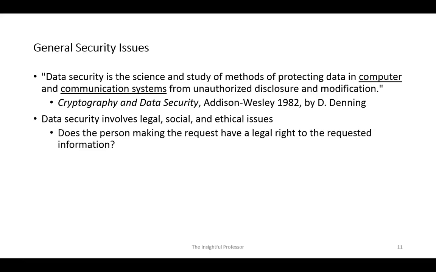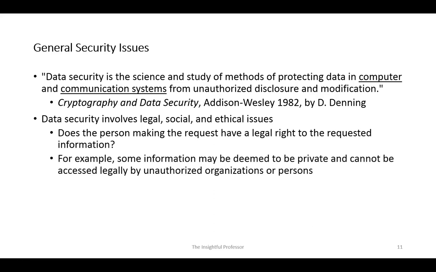For example, does the person making the request have a legal right to the requested information? Some information may be deemed to be private and cannot be accessed legally by unauthorized organizations or persons.